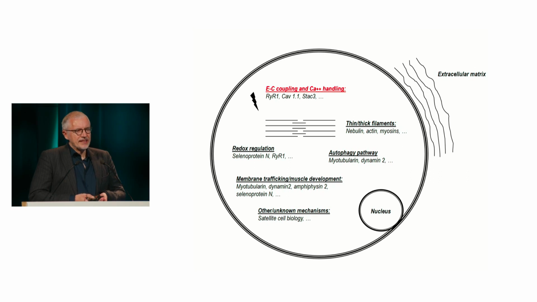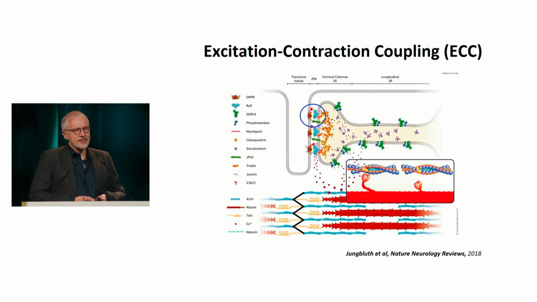coupling. And excitation-contraction coupling describes the process whereby a neuronal impulse is translated into muscle contraction through the release of calcium from the sarcoplasmic reticulum stores and subsequent interaction between thick and thin filaments and muscle contraction, and the process is subsequently terminated by reuptake of calcium into the sarcoplasmic reticulum through specialized ATPases, the SERCAs.